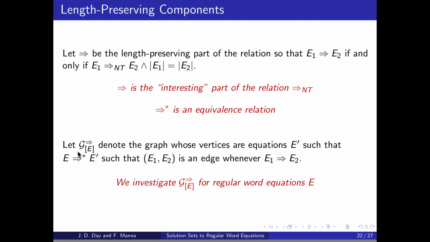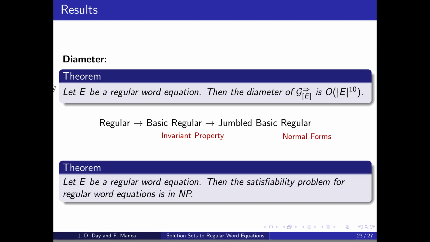Now I'm going to use this notation here, the G with the superscript arrow and subscript E, to denote the graph whose vertices are equations E prime, such that I can get to E prime by applying a sequence of length preserving rewriting transformations to my original equation E, and such that the edges correspond directly to these individual length preserving rewriting transformation steps. So these graphs G will be exactly the length preserving components in the whole graph of solutions. And it's these individual length preserving components that we're going to describe in greater detail.